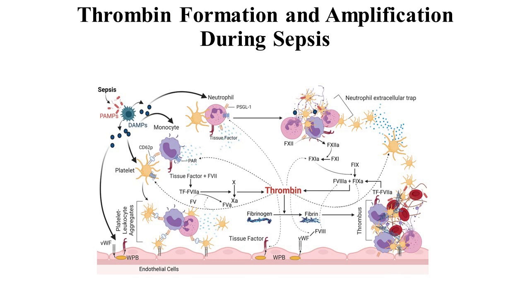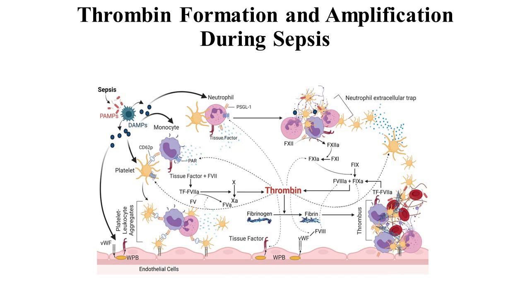During sepsis, the inflammatory response profoundly disrupts the balance between coagulation and anticoagulation, leading to excessive thrombin generation and microvascular thrombosis. Pathogen-associated molecular patterns, PAMPs, from invading microorganisms and damage-associated molecular patterns, DAMPs, released from injured host cells, activate monocytes, neutrophils, platelets, and endothelial cells through pattern recognition receptors, such as toll-like receptors.